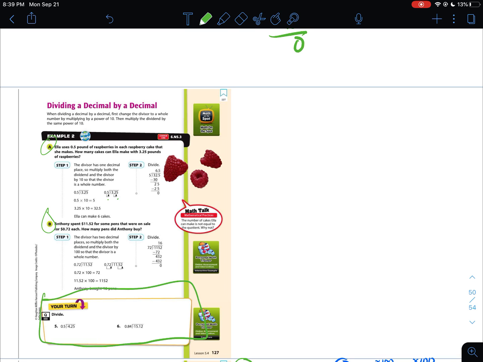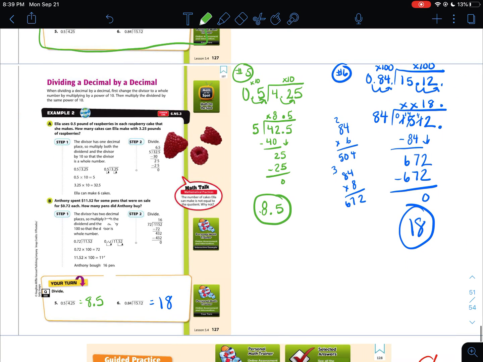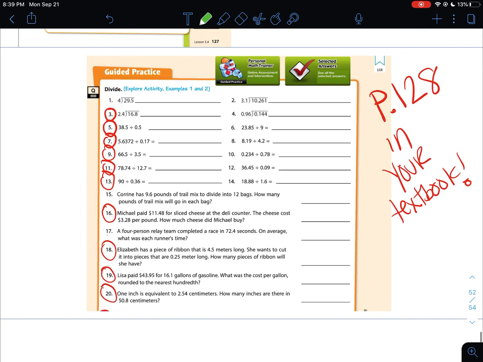Okay. So hopefully you paused the video and you did 5 and 6 on the bottom of page 127. So here is my work for those 2 problems. You should have gotten 8.5 for number 5 and 18 for number 6. Okay. So let me know if you have any questions. This is definitely a new skill, so it may be a little bit more difficult. So feel free to email me if you want to go over more problems. Let me know in class if you're actually seeing me the following day if you need help.